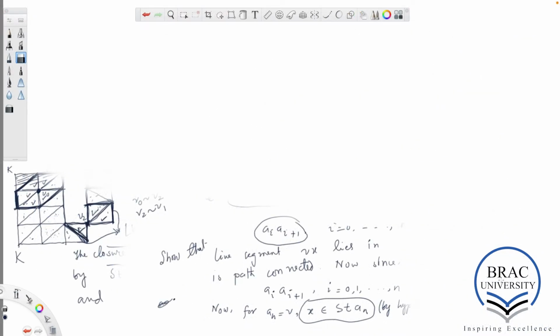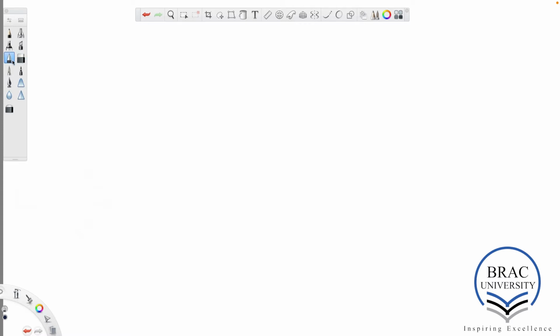Right? So I don't need this diagram anymore. Let me erase everything. So now we show that distinct sets C sub V and C sub V prime, we want them to be distinct so that V is not equal to V prime. And we show that such two distinct sets are disjoint.